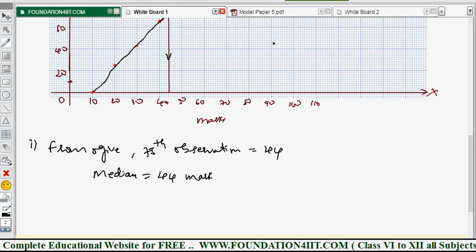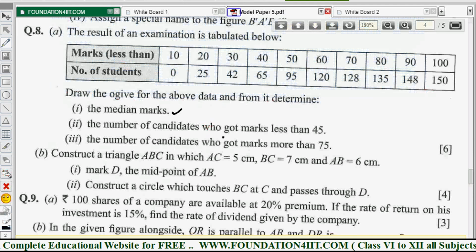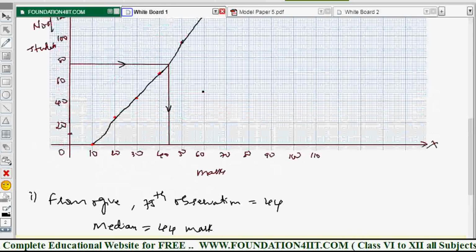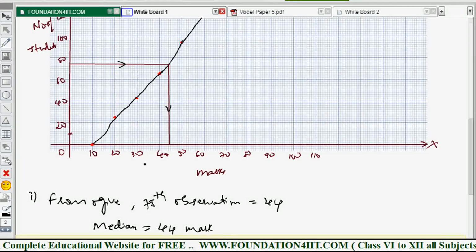Then from the ogive, the questions: the number of candidates who got marks less than 45, and one more question, the number of candidates who got marks more than 75. First you find out the number of candidates who got marks less than 45. Just take the same line. Let me show you. From the 45 marks, draw the straight line and change to a different color.